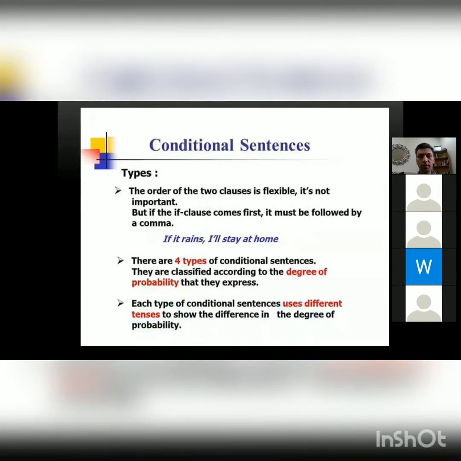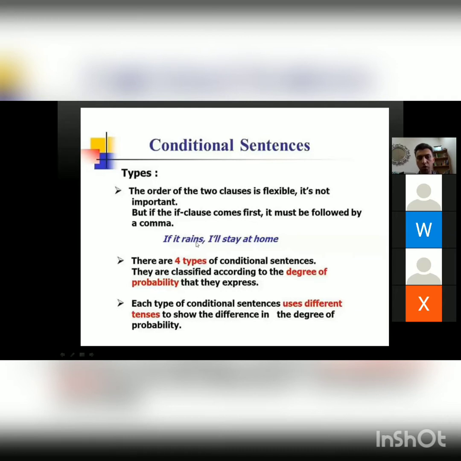Okay, conditional sentences. Let me come to the types. The order of the two clauses is flexible, means that we can change them. It is not that important. But if the if clause comes first, that is important. In this case, we have if clause at the beginning, comes first. It must be followed by a comma. This is just a revision for you, because in my previous lesson, I mentioned that we have to connect these two sentences by using a comma.